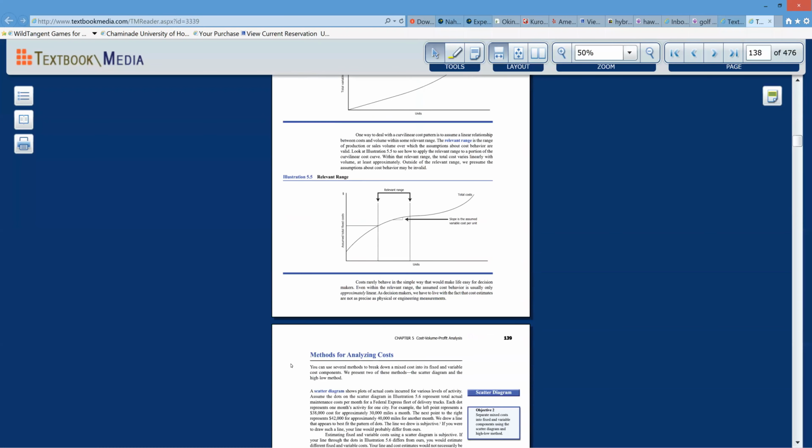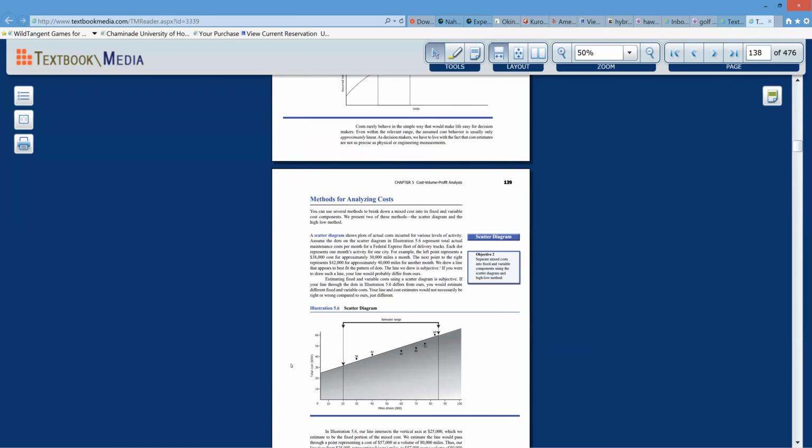Okay, so analyzing costs. So here's an example of various costs, okay, within a range.